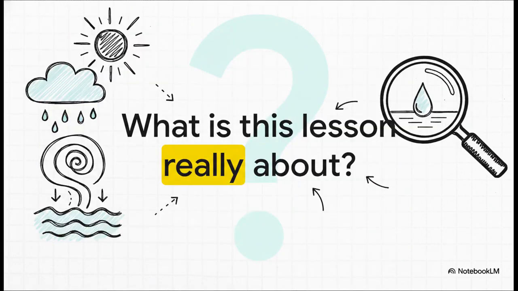So next time you're writing a prompt, just pause and ask yourself this one question. Are we talking about the water cycle as a whole, or are we zeroing in on, say, evaporation? Getting really specific with your context is the first and maybe most important step to getting a clear result.